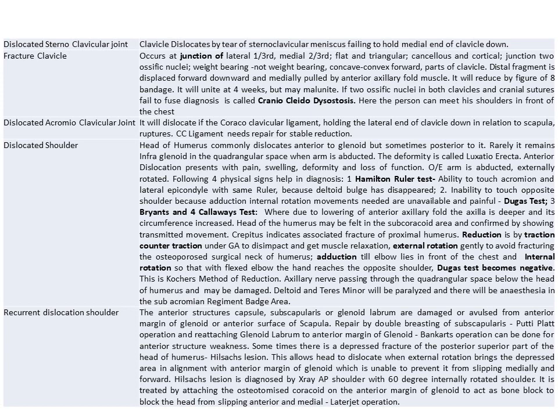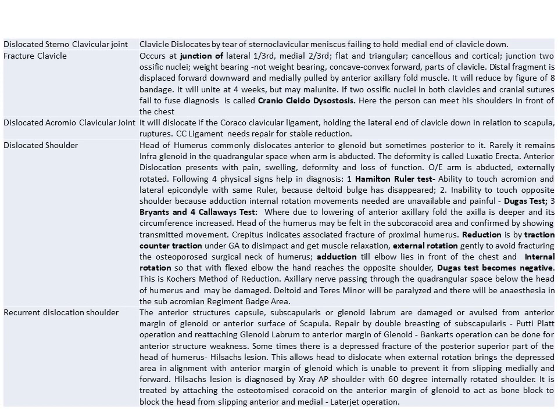Then we talk of the dislocated shoulder. The head of the humerus commonly dislocates anterior to the glenoid, but sometimes posterior to it. Rarely it remains infraglenoid in the quadrangular space when the arm is abducted. The deformity is called luxatio erecta. Anterior dislocation presents with pain, swelling, deformity, and loss of function. On examination, the arm is abducted and externally rotated, and the following 4 physical signs help the diagnosis.